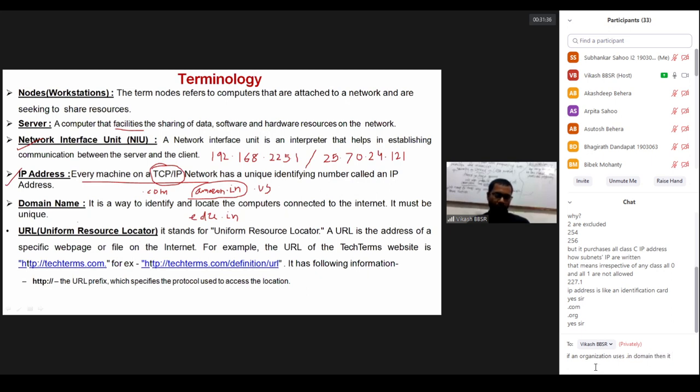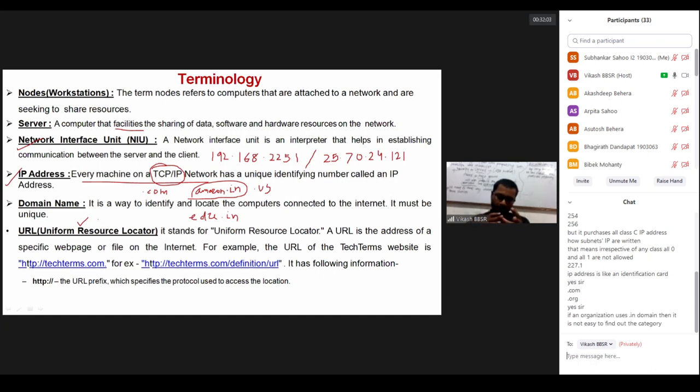Okay, then URL. What is URL? Can you tell what URL is? That means uniform resource locator. So what is its purpose? It is the address bar where you write the address.